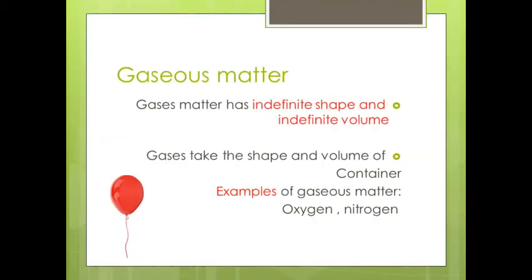Gaseous matter, the last state. Gaseous matter has indefinite shape and indefinite volume. Gaseous matter is the opposite of solid matter. Gaseous matter and solid matter are opposites. Gaseous matter has indefinite shape and indefinite volume. Why? Because gases take the shape and volume of the container.